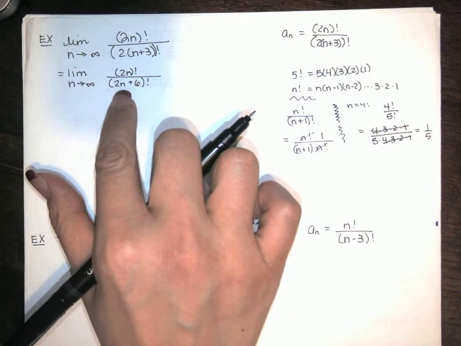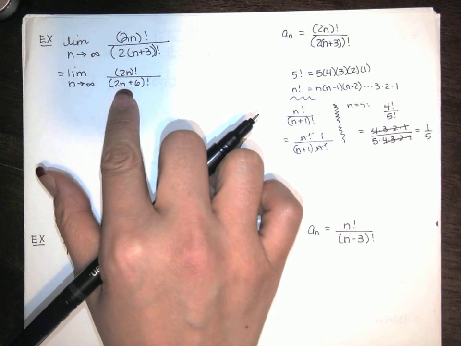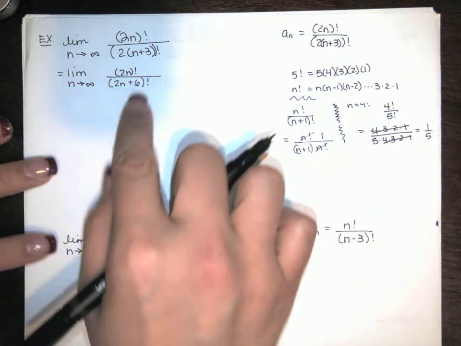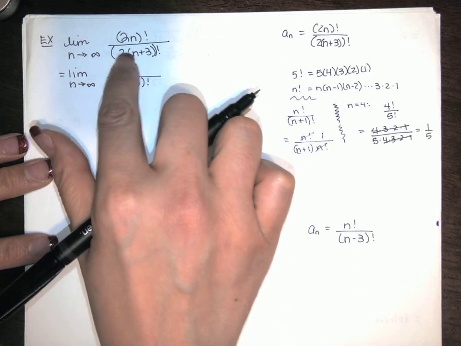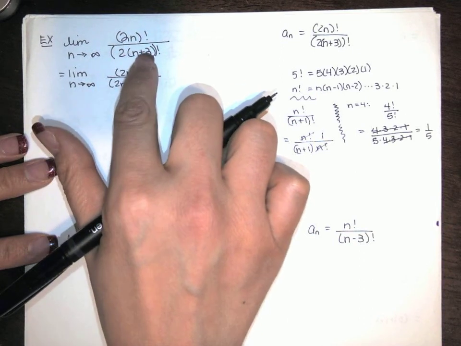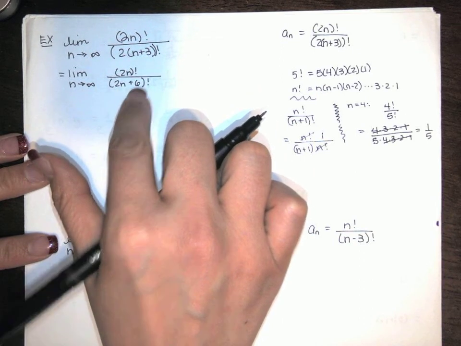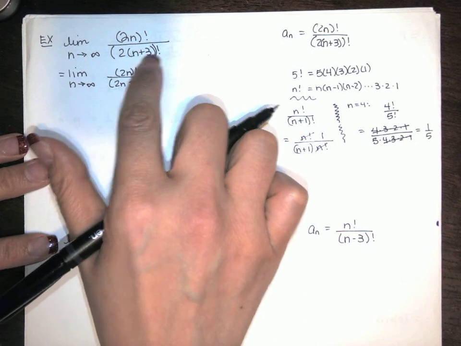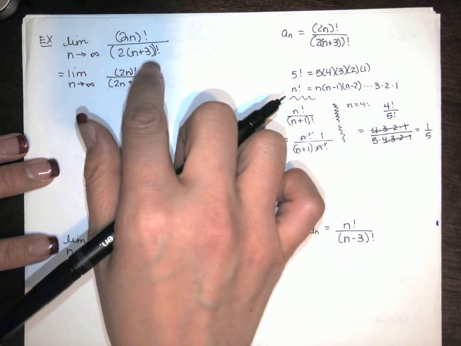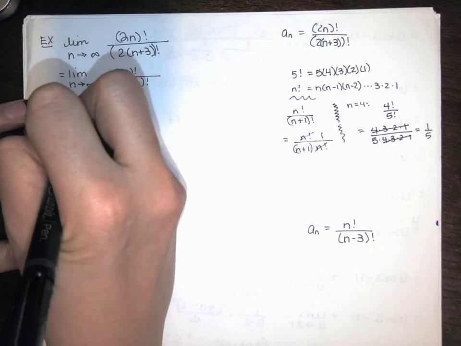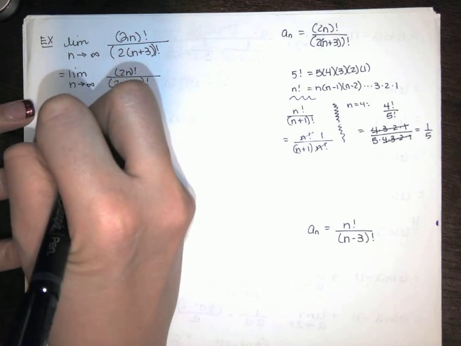Now here I got a 2n and a 2n plus 6, so I think I'm going to have 6 numbers left over. It's kind of expanded. But that's because of this distribution of the 2. 2 times the n gave us the 2n. 2 times the 3 gave us the 6. You can't just take the factorial of 2 and n plus 3. It just doesn't work that way. Same thing here. So I'm going to leave the numerator alone.